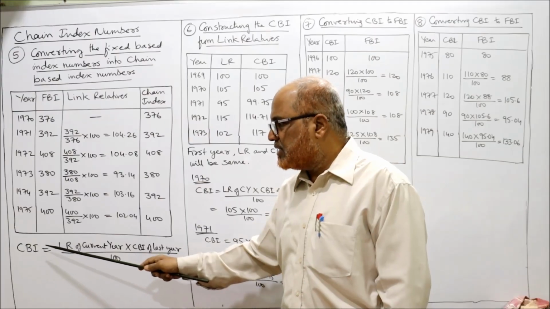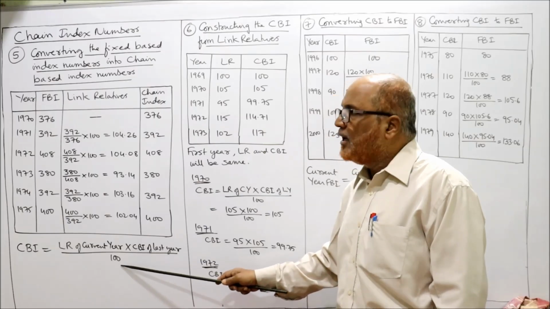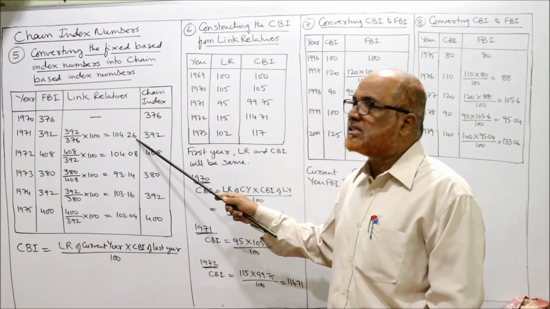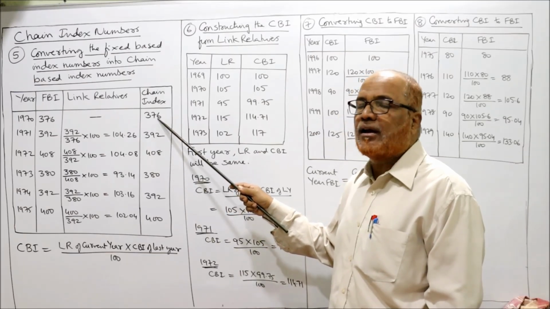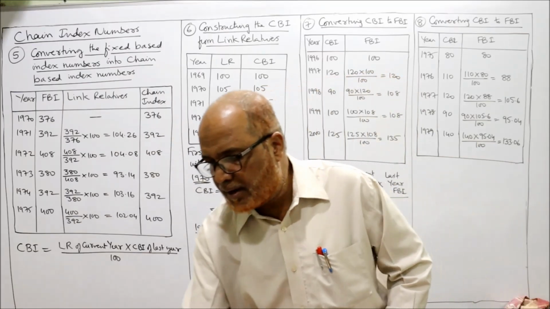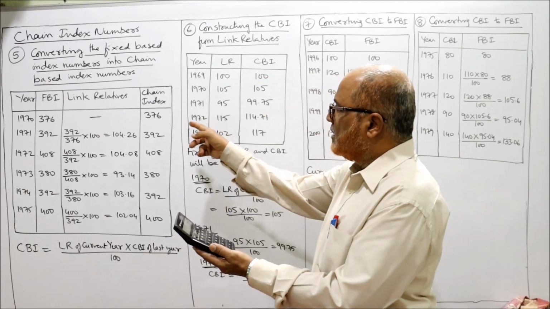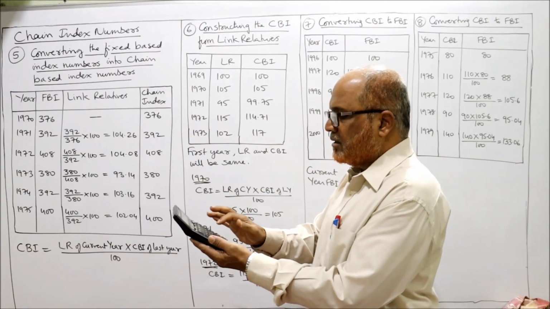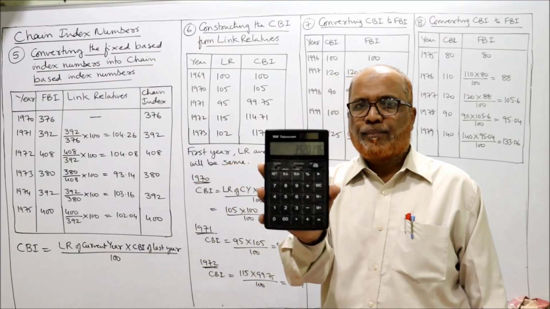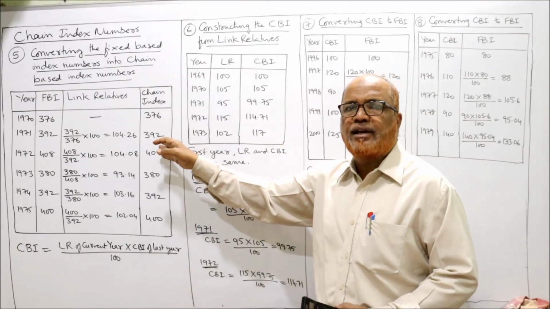For 1971, CBI is equal to LR of current year into CBI of last year divided by 100. LR of current year is 104.26, CBI of last year is 376, so 104.26 into 376 divided by 100. I am using the calculator. See here, 104.26 into 376 divided by 100. You are getting 392.01. So ignore the 0.01, 392.